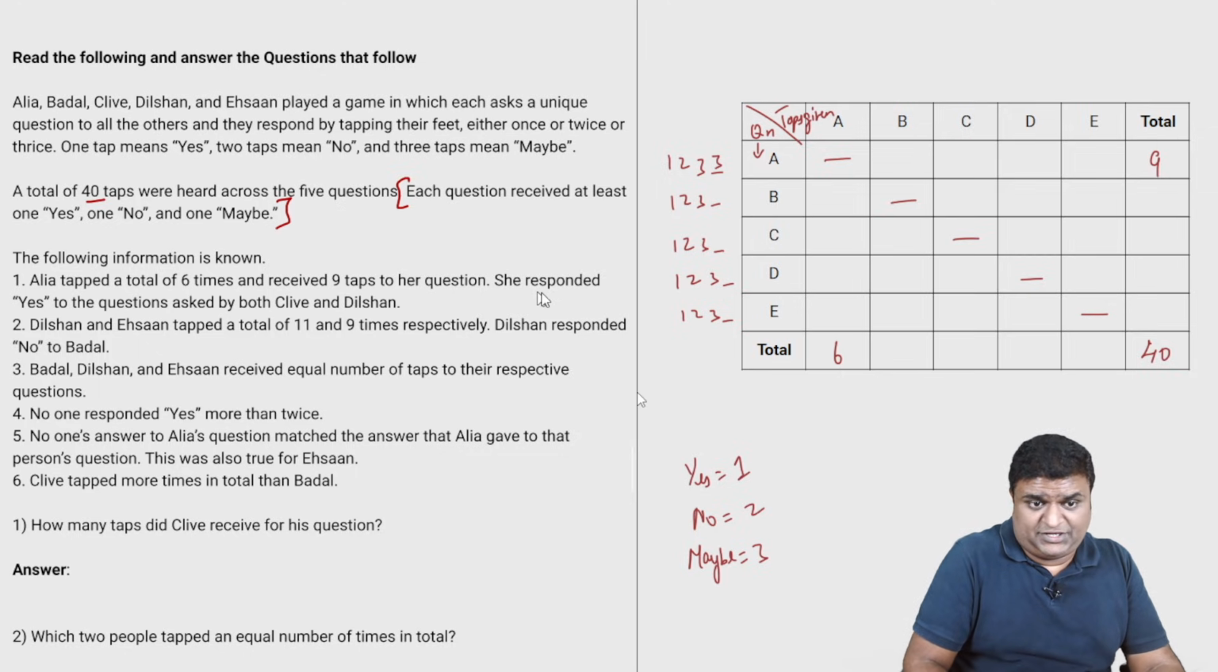Okay, and she responded, Alia responded yes to C and D, right? Yes is 1, so it's 1 and 1, right, to C and D, fine. And we are done with the first one. D and D tapped a total of 11 and 9 times respectively. Tapping D and D, 11 over here and 9 over here. D responded no to Badal. D's response, the tap given to Badal was a no, so 2 taps. Yep, that's done. And B, D, and E received equal number of taps to their respective questions.